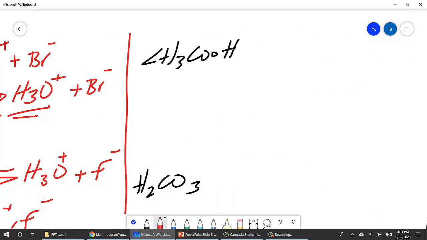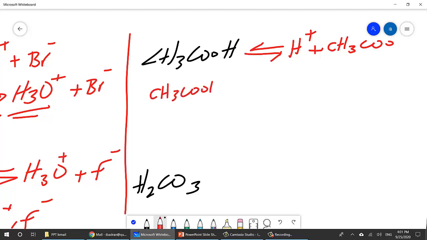Another example is acetic acid, which is a weak acid. If you put this in water, it's weak, so you have to draw two arrows, forming H plus and the acetate ion, which is CH3COO minus, and therefore you have three of them. You have the CH3COOH as a major species. You have also H plus, and you have also the acetate ion. They are all going to exist in the aqueous solution of this.